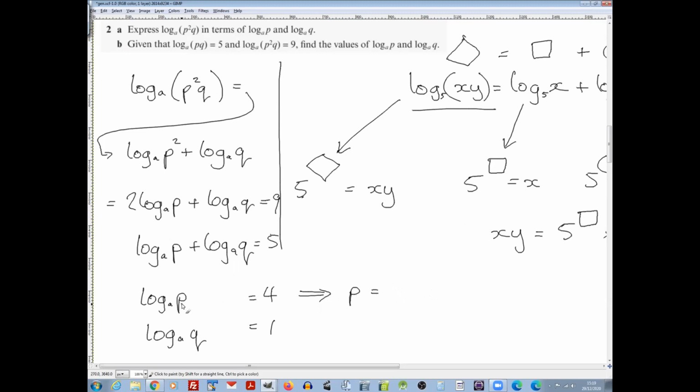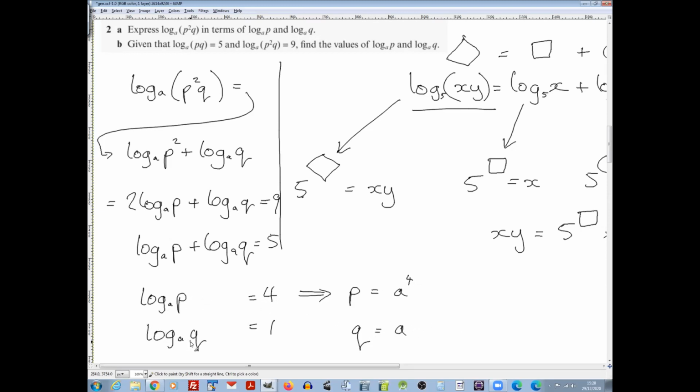But make p the subject here. Bonus point. p equals a to the 4, because the power we have to raise a to get p is 4. And q equals a to the 1, so just a.